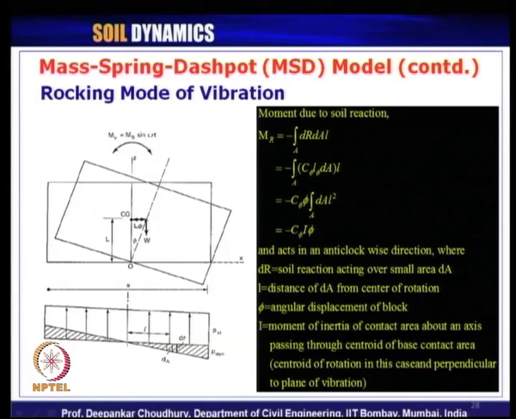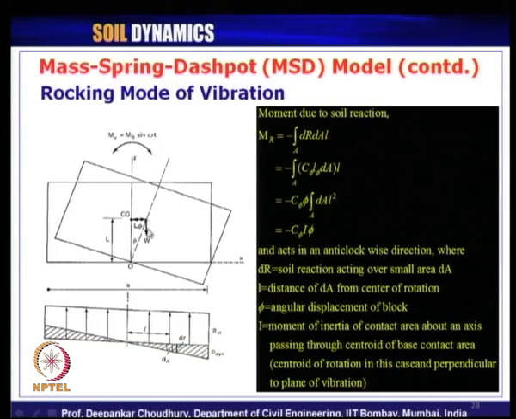Now, let us come to rocking mode of vibration. Rocking mode about this point O, it is rocking, this is our x axis. So, the axis perpendicular to this plane, that is coming out from this is nothing but our y axis. So, m y applied dynamic load m y is nothing but, let us say it is harmonic. So, m naught sin omega t, m naught is the amplitude.